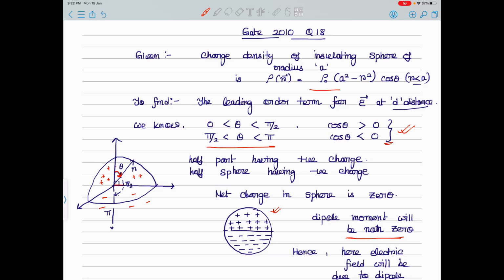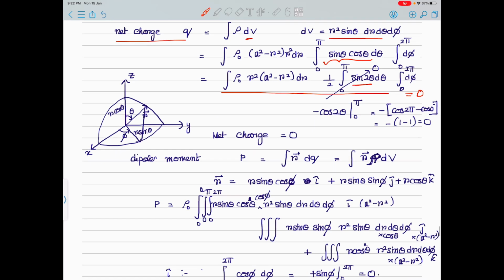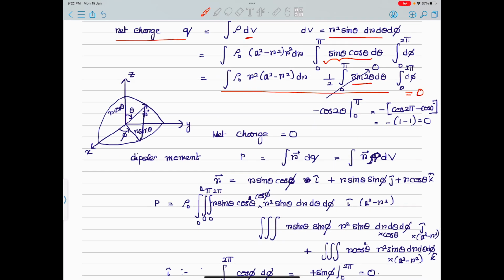But what about the dipole moment? We can prove that the dipole moment is non-zero. How? The dipole moment is defined as p equals the integral of r dq, where r is the distance in the radial direction, some arbitrary varying distance. How can we define r? In the spherical polar coordinate system, r is r sine theta cos phi i cap plus r sine theta sine phi j cap plus r cos theta k cap. This is the r vector.